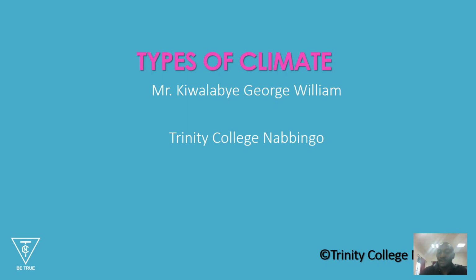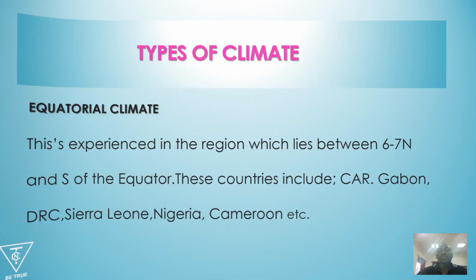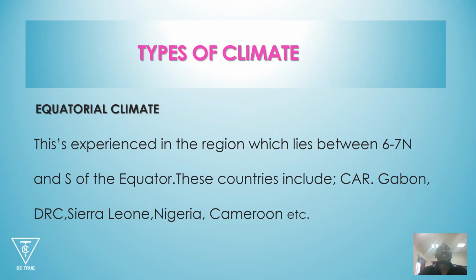Today we're going to look at the types of climate. As you remember in our previous slides, we looked at the factors which affect the climate of Africa. So today we are going to look at the subdivisions of climatic regions. And we are going to begin with the equatorial climate.